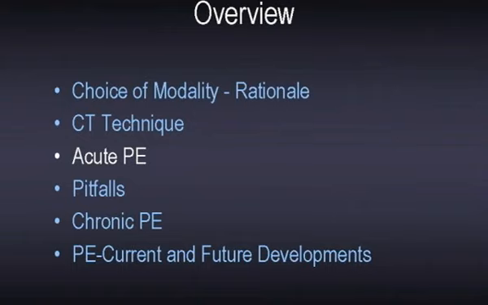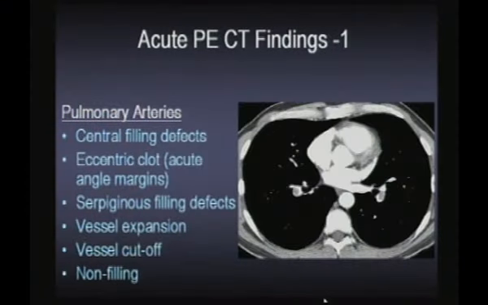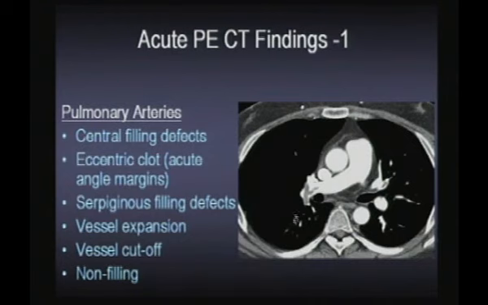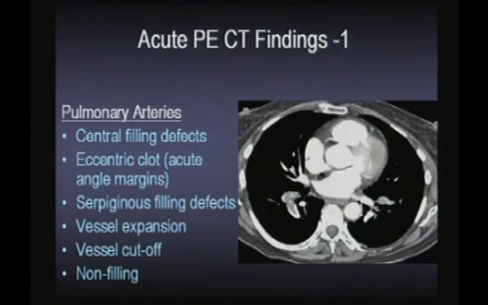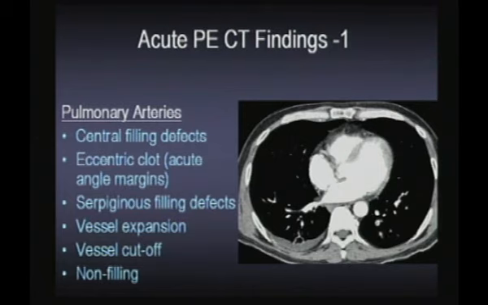Okay, so let's move on now to the findings of acute pulmonary thromboembolic disease. Most of us are familiar with the classical findings of a large central filling defect, usually with acute margins to the vessel wall. These can be serpiginous in nature, and either large emboli may expand the vessel, or smaller emboli may expand vessels due to reactive vasodilatation around an embolus.